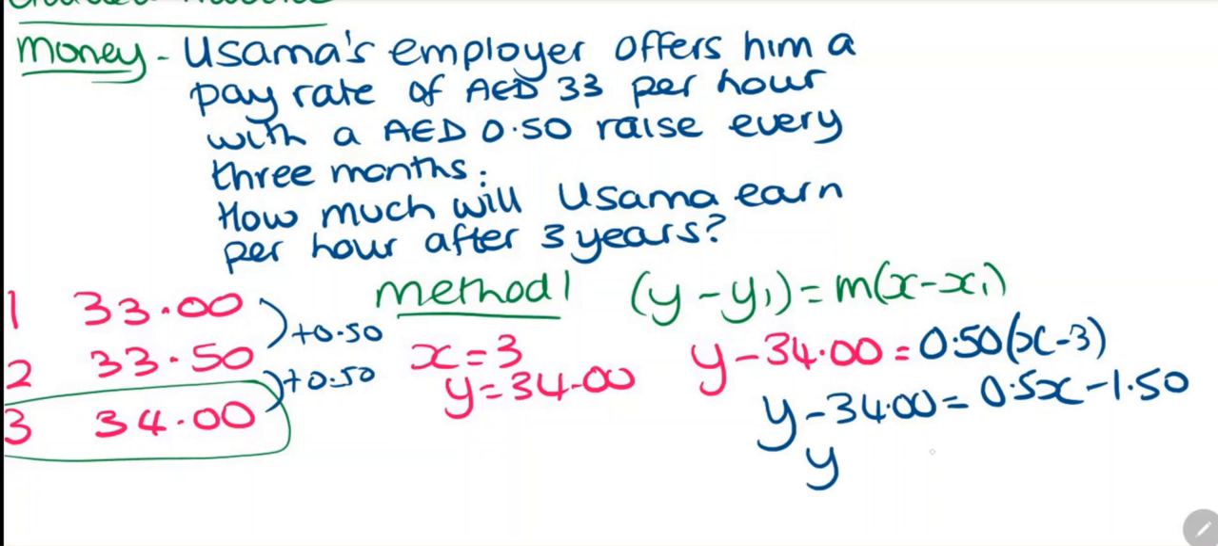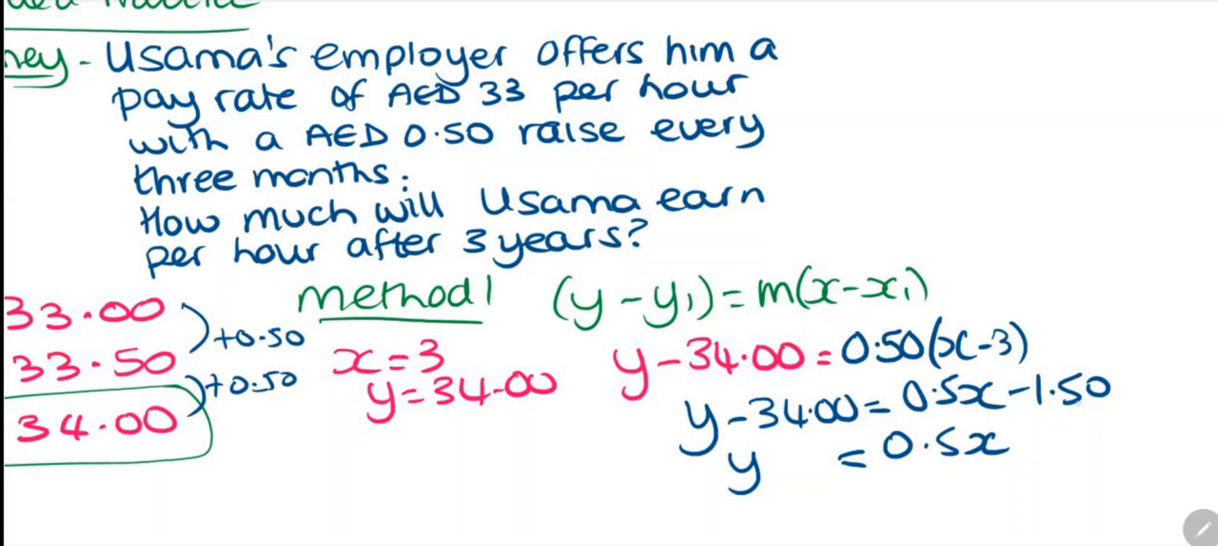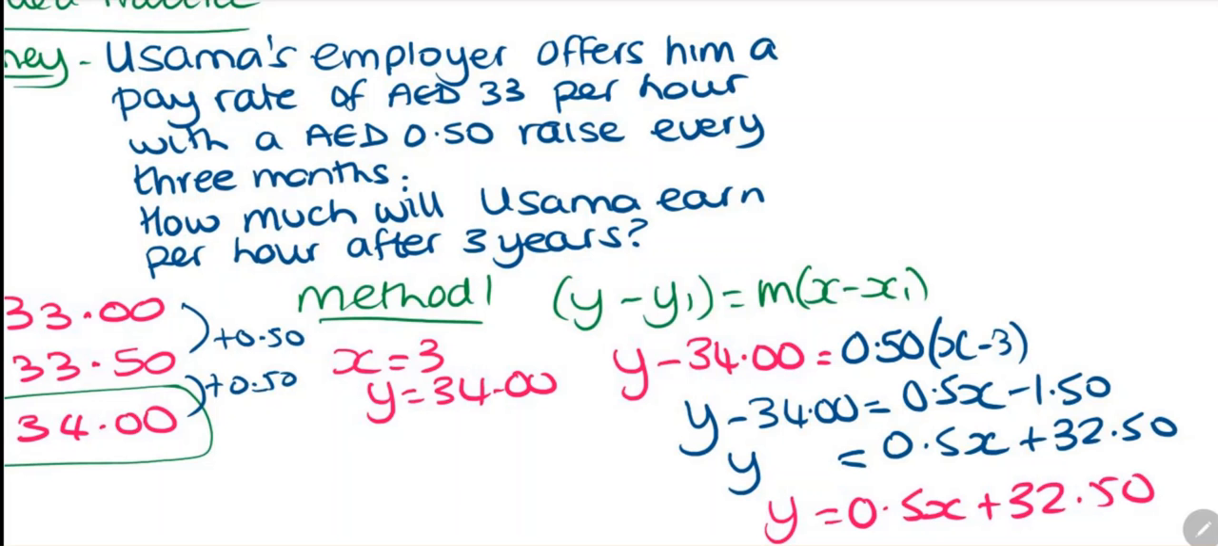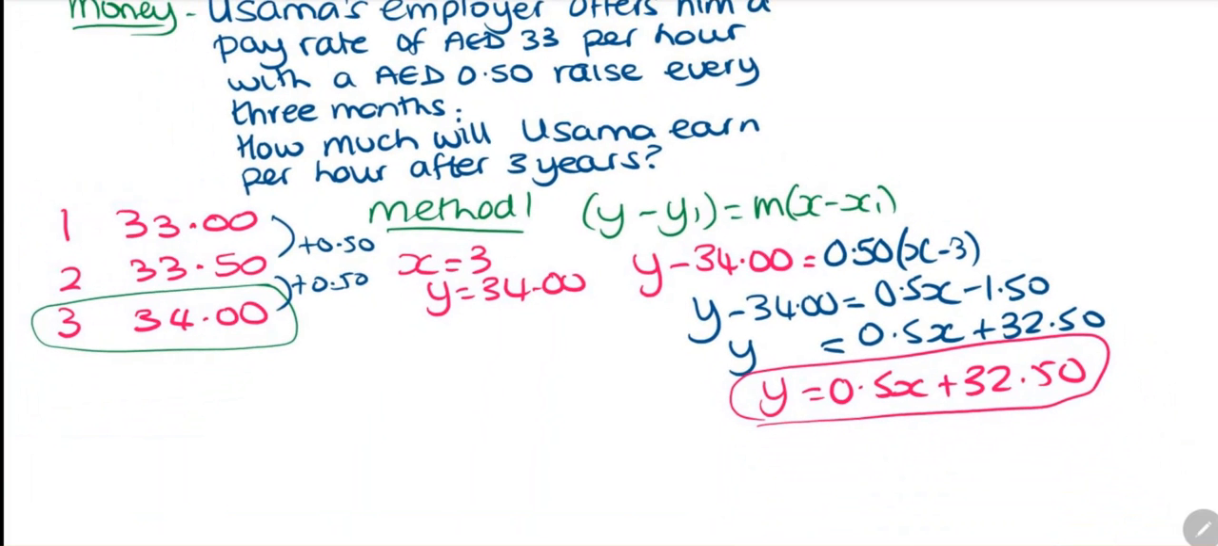Now I'm going to add 34 to both sides. So 1.5 plus 34 is going to be plus 32.50. So we now have our formula: 0.5x plus 32.50. And now we just need to work out what we're asked.